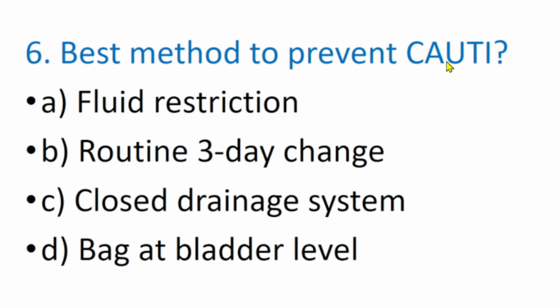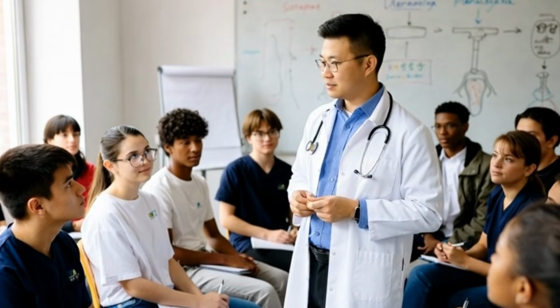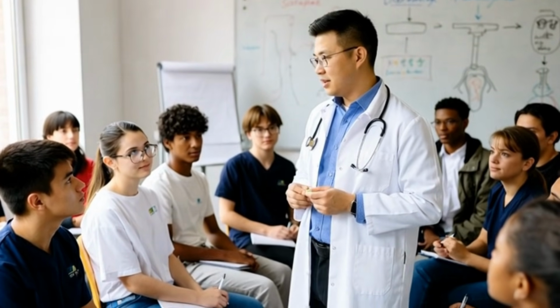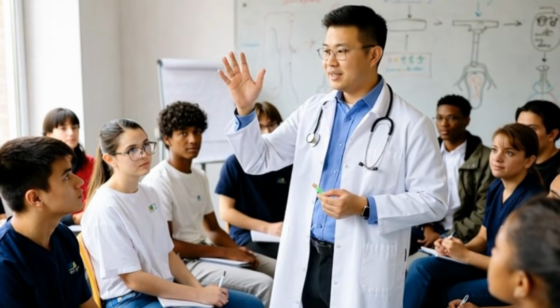Best method to prevent catheter associated urinary tract infection: fluid restriction, routine 3-day change, closed drainage system, bag at bladder level. Correct answer here, closed drainage system. Because it is a sterile procedure, we need to maintain a closed drainage system to avoid entry of microorganisms from outside. Closed drainage system prevents bacterial entry from outside.